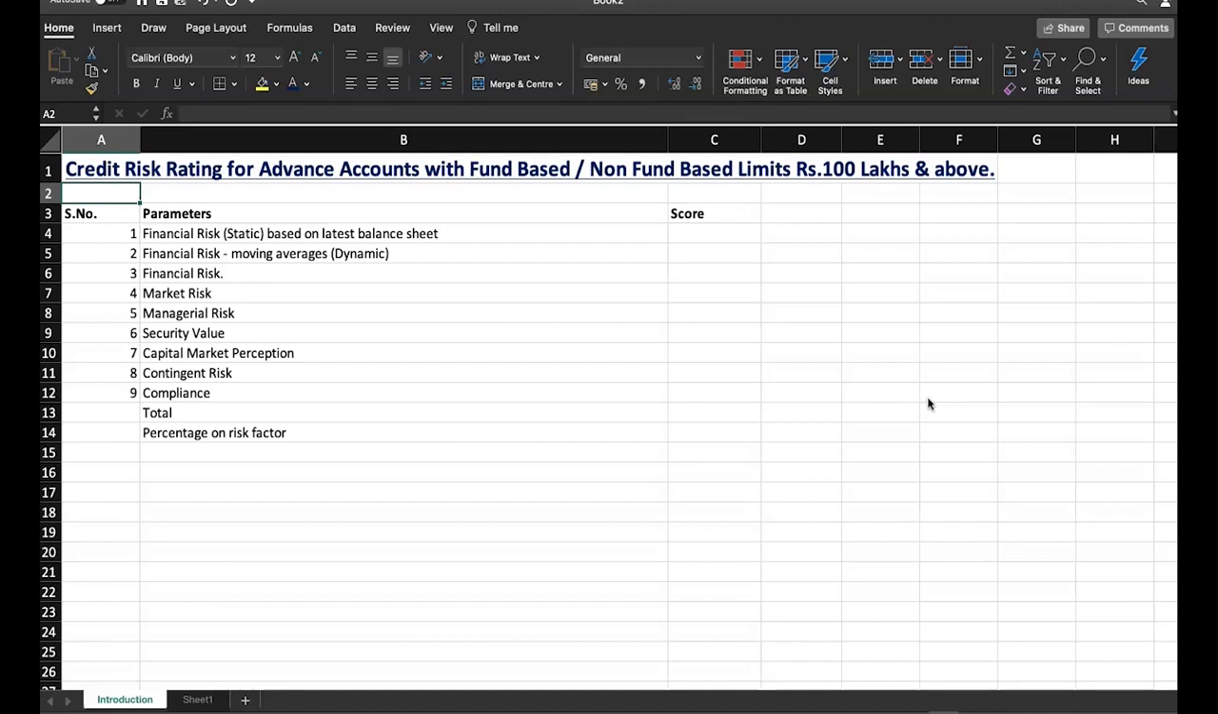Credit risk rating for advance accounts with fund-based or non-fund-based limits of rupees 100 lakhs and above. That's what we are going to understand.